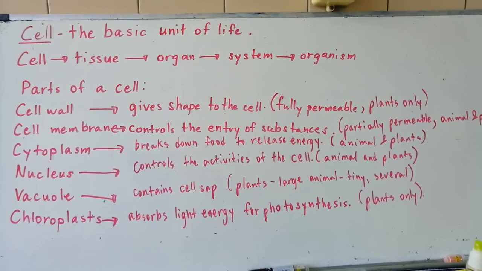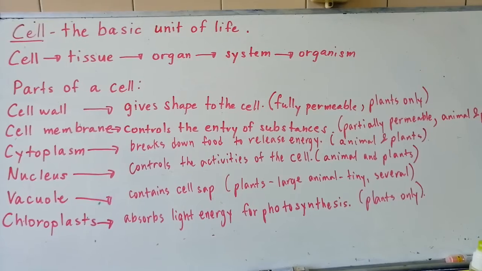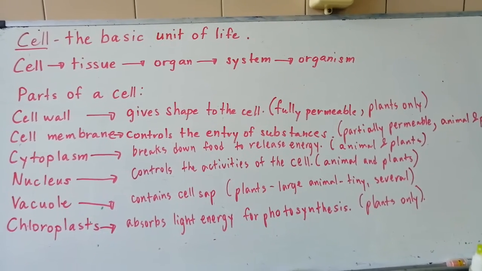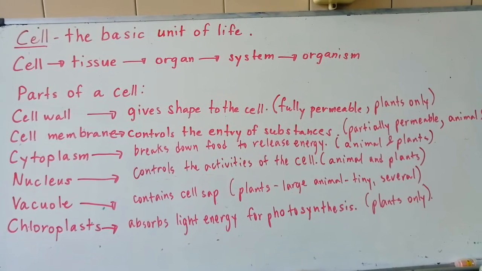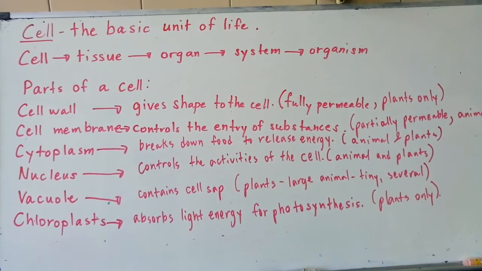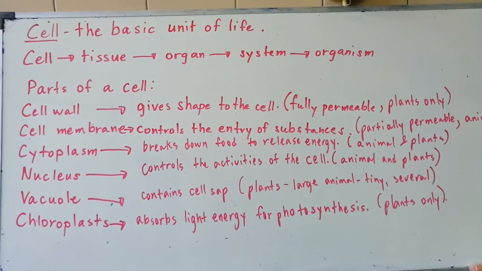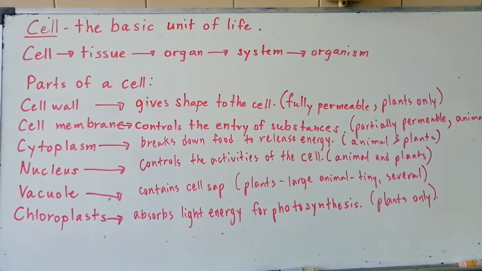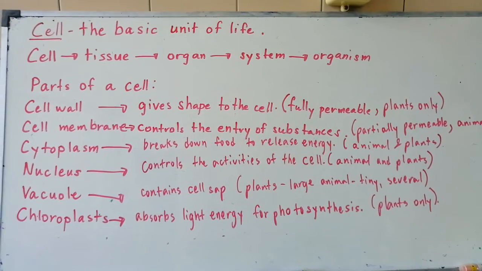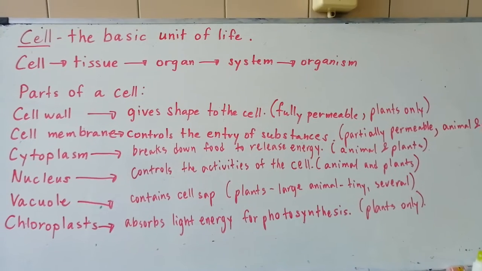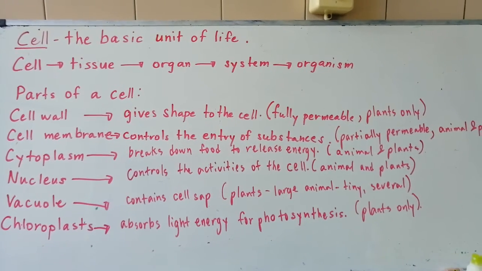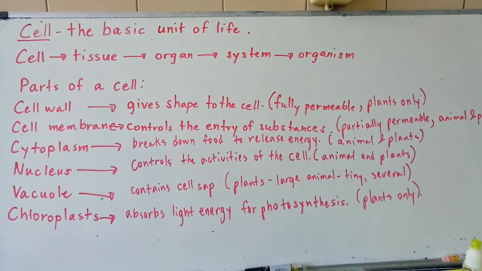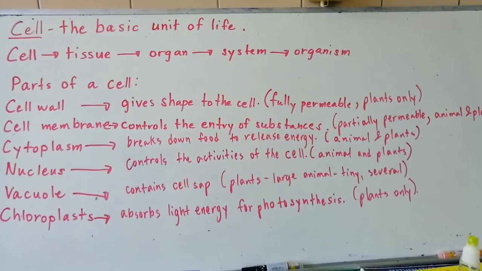The vacuole contains cell sap. In plants, the vacuole is large and located at the center, and there is only one, while in animal cells, the vacuoles are tiny and several. Another part is the chloroplast. The chloroplast absorbs light energy from the sun for photosynthesis, or food making, and it is found in plants only. It contains the green coloring substance called chlorophyll.